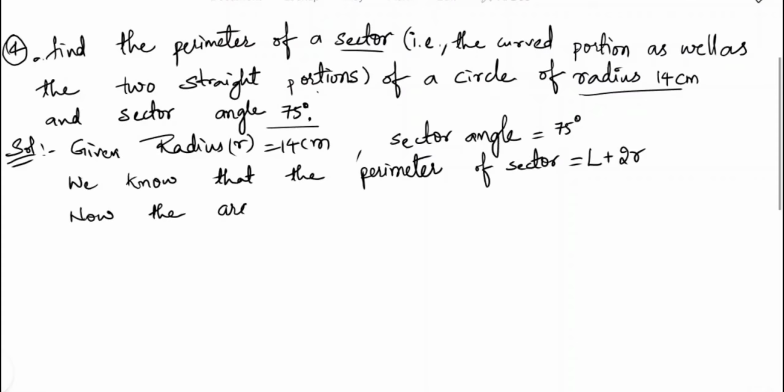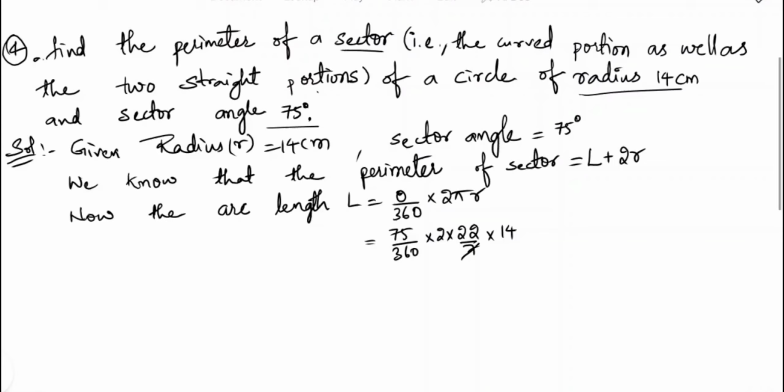Now the arc length L is equal to, the formula is theta by 360 into 2 pi r. Theta is 75 degrees by 360 into 2 pi, which is 22 by 7, and r is 14. So we can cancel the 7: one 7 is 7, two 7s are 14. Two ones are 2, two 8s are 16, two 1s are 2, two 9s are 18. So we got 75 by 90 into 22.